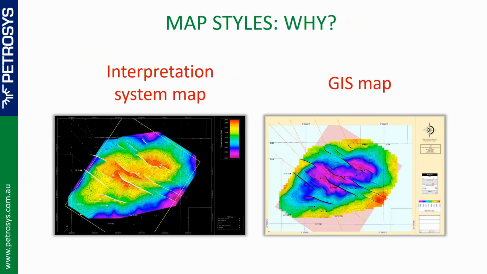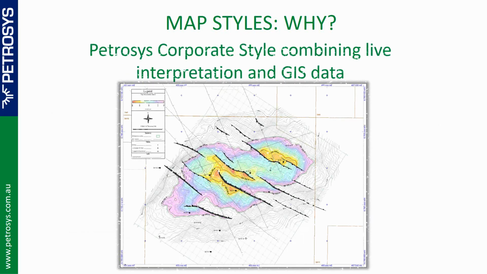So why have we introduced styles? One of the issues that lots of companies have is that they have inconsistencies in the appearance of maps that are produced, not just in the data but in the borders and the appearance of the map frames. So this is very common if you've got different interpretation systems and you're also working with GIS systems. Even though the data displayed here is the same, you can see there's a lot of inconsistency between these two maps. If you just use Petrosys, taking your data directly from your interpretation in GIS systems, you can use a unified style for all the data.